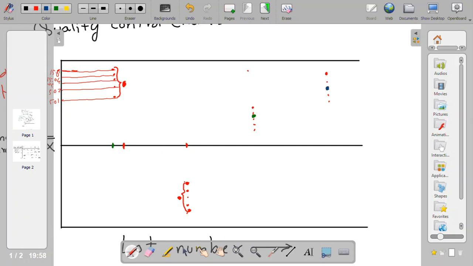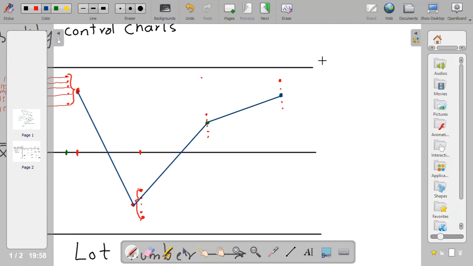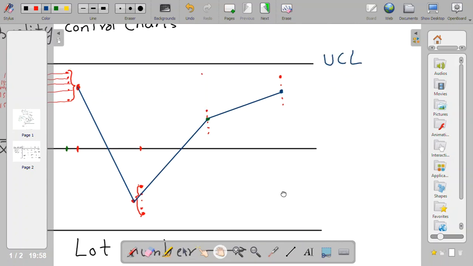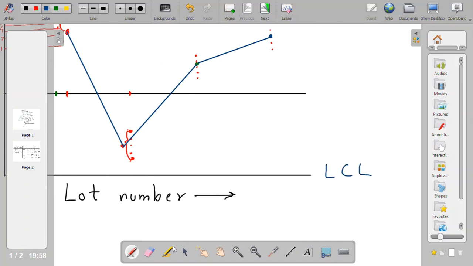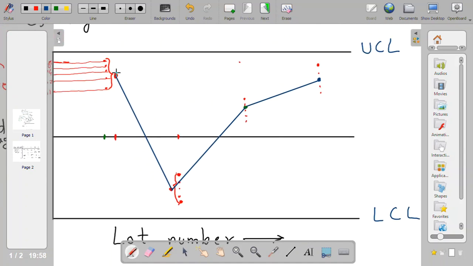So what is quality control? What I'll do now is connect all these points at different time zones. If I consider this the upper control limit and this the lower control limit, whatever average values we got are falling inside the upper control limit and lower control limit.